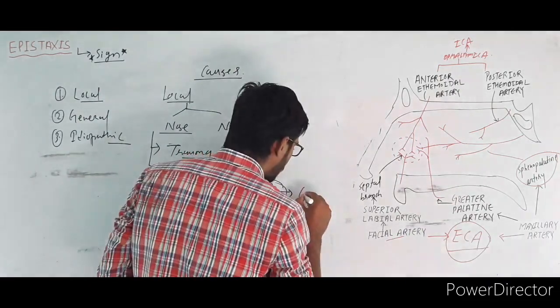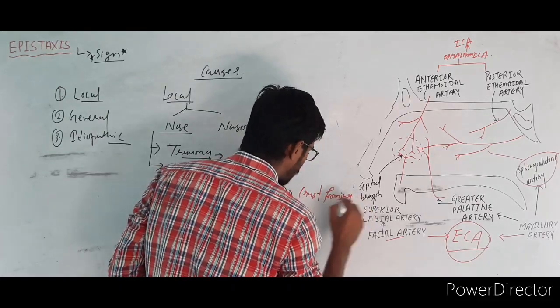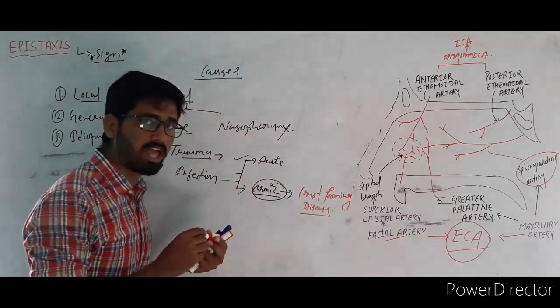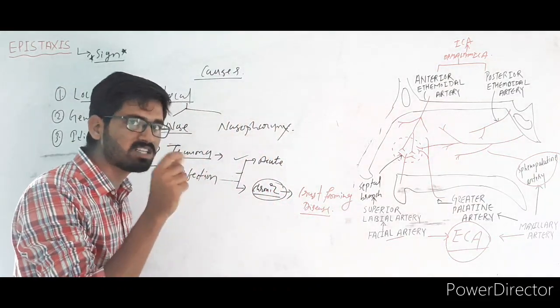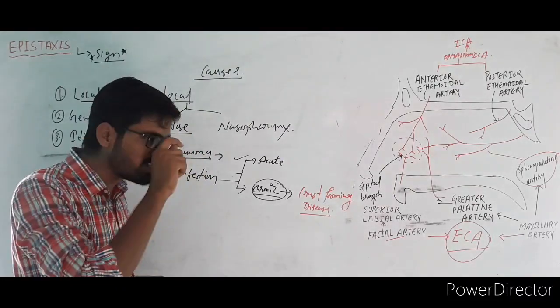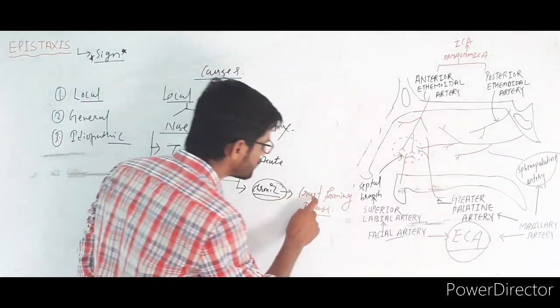Crust forming disease. What will happen if there is a crust? The person will think there is something there, and he wants to remove it. Once he removes it, bleeding will occur. So, crust forming disease.